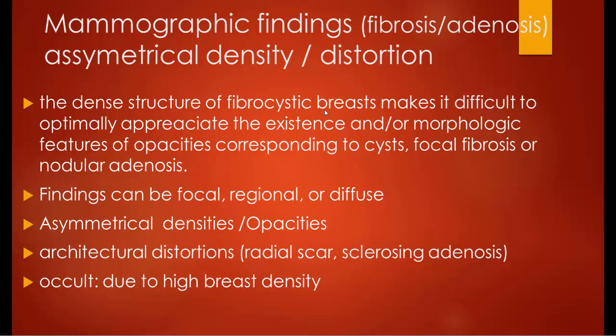The dense structure of fibrocystic breasts makes it difficult to optimally appreciate the existence and or morphologic features of opacities corresponding to cysts, focal fibrosis, or nodular adenosis. So opacities seen in mammography may be due to cyst or to focal fibrosis or nodular adenosis. Findings can be focal, regional, or diffuse, presenting as asymmetrical densities or opacities, or architectural distortion like radial scar or sclerosing adenosis. Sometimes these findings are occult in mammography due to high breast density.